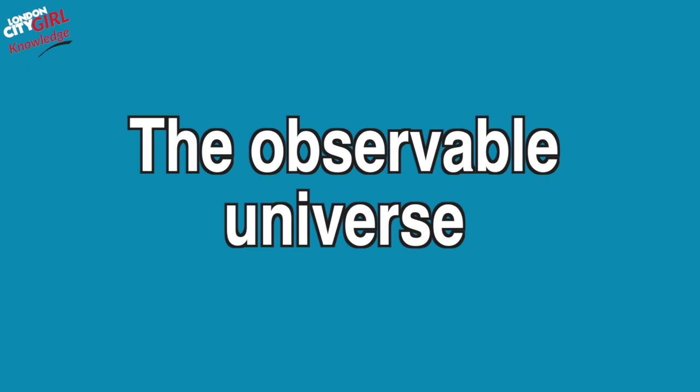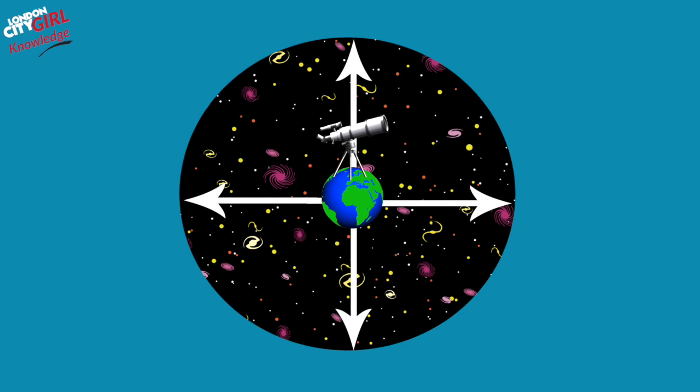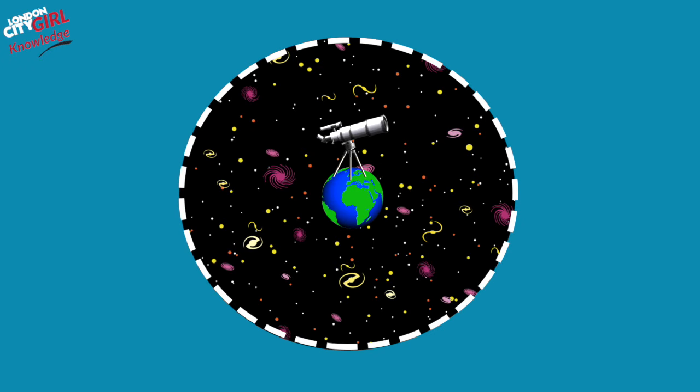The observable universe. The observable universe, as the name indicates, is a universe that we can observe from Earth. That is, light from the contents of the observable universe has had time to reach our instruments on Earth. Assuming that the universe is the same in all directions, the distance to the edge of the observable universe is the same in every direction. So the shape of our observable universe is a spherical ball with the observer at its center.